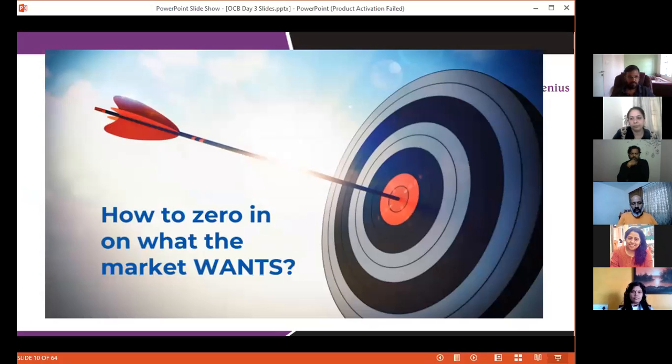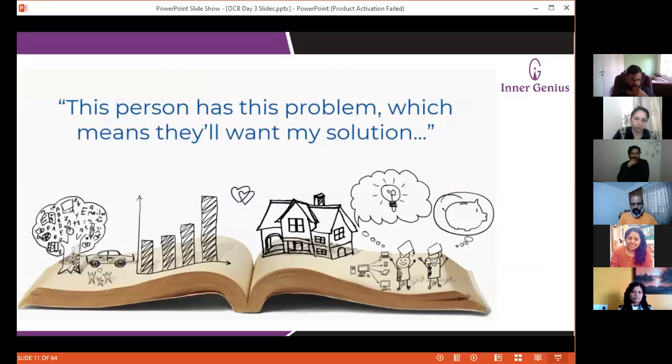Then how to zero in on what the market wants is what we spent time on. Yesterday we said that the quick, gut-check, intuitive way to do that is: can you tell a story? And the story is, this person has this problem and I solve it, which means they want my solution.